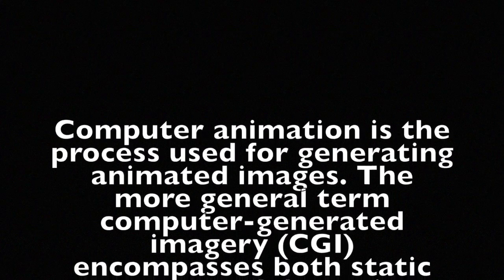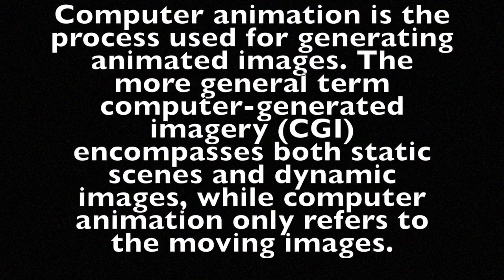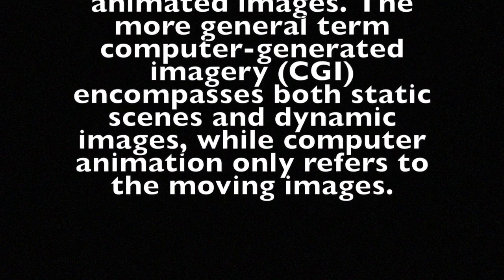Computer animation is the process used for generating animated images. The more general term computer-generated imagery, or CGI, encompasses both static scenes and dynamic images, while computer animation only refers to the moving images. However, computer animation in film is a whole new story.